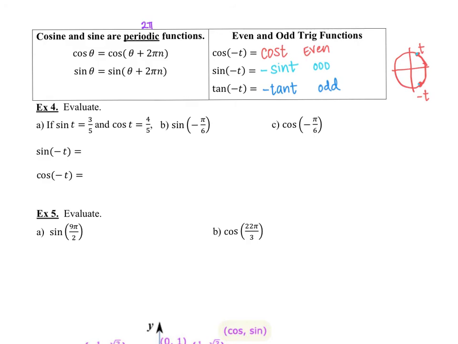So for example 4, it says the sine of t is 3/5 and the cosine of t is 4/5. What is the sine of negative t? If you recall, the sine of t versus negative t, they have opposite signs because it's switching signs. It's going up different positive y, negative y. So if the sine of t is 3/5, then the sine of negative t would be negative 3/5. Now if I consider the cosine of negative t, because the cosine of t is 4/5, and the cosine of negative t should be the same as the cosine of t, then the cosine of negative t is also 4/5.